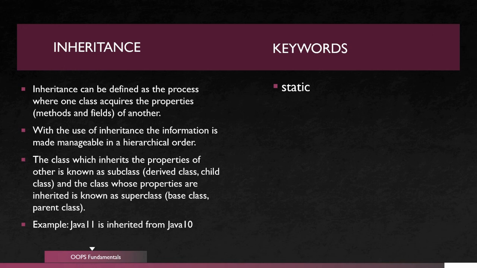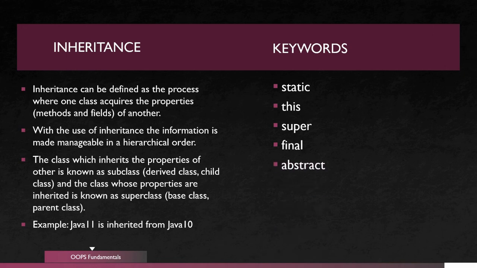You can say static. Using static, we can directly access the members of the class without creating an instance. What is this? this refers to the current instance, and super refers to the instance of the superclass. Final means whenever you declare a variable as final, you cannot change the value. Whenever you declare a method as final, you cannot override it. Whenever you declare a class as final, you cannot inherit from it.